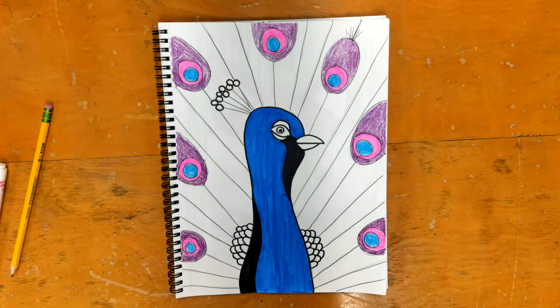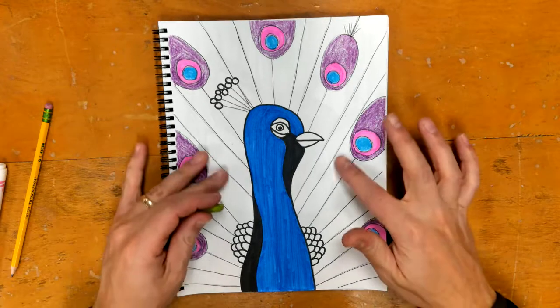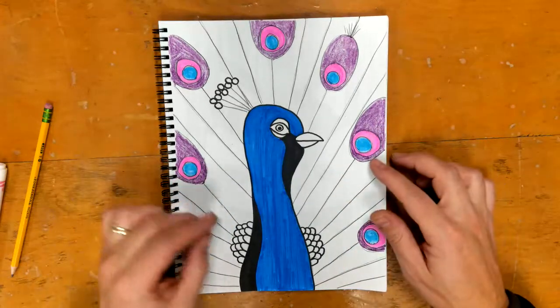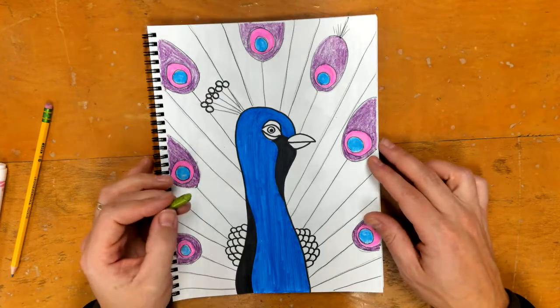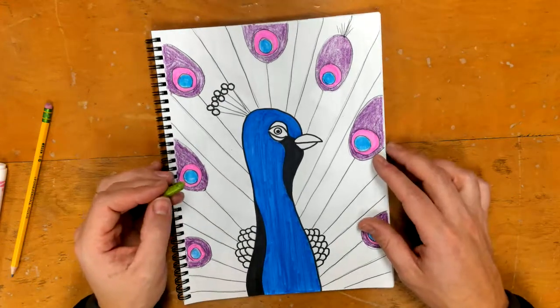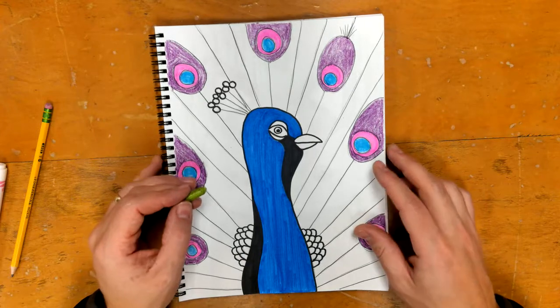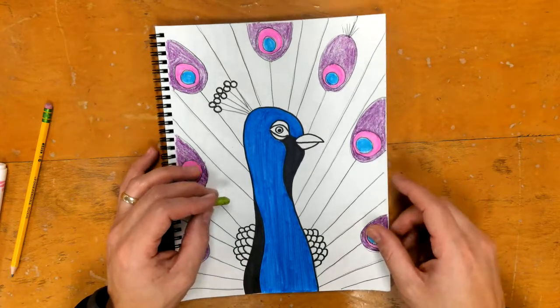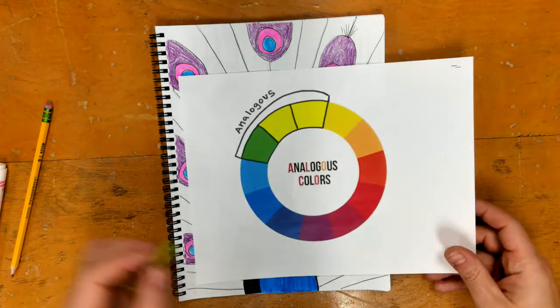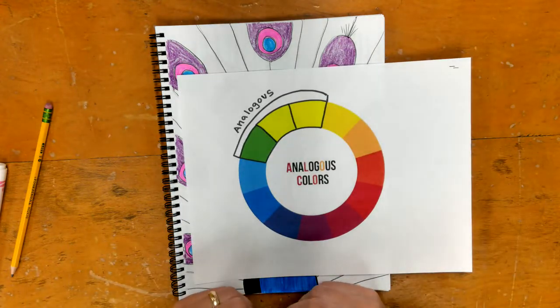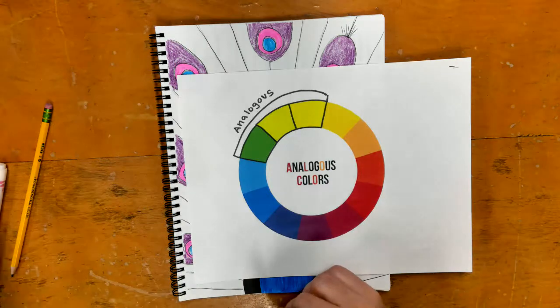Okay, so we are now focused on our feathers in the background. Normally we would spend a bunch of time making lines and all that, but we thought this would be a good time to teach a little bit about texture and some textural lines and what texture actually is. So before we do that, we're going to talk about analogous colors.